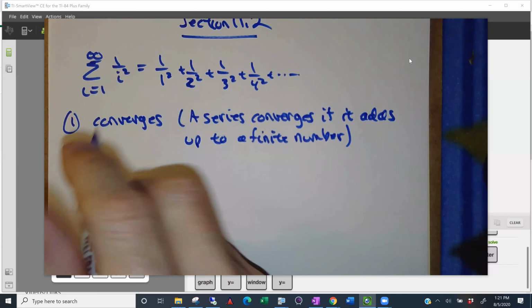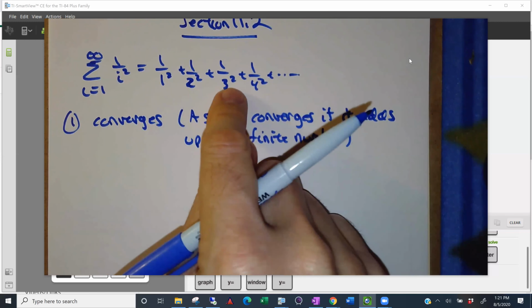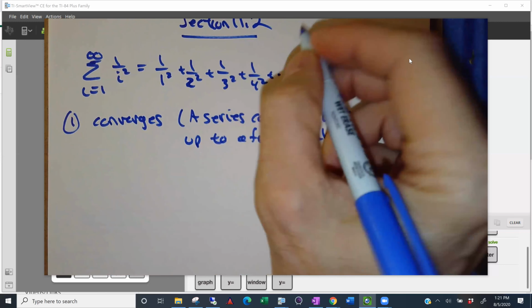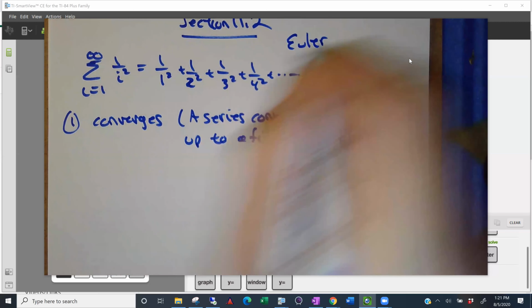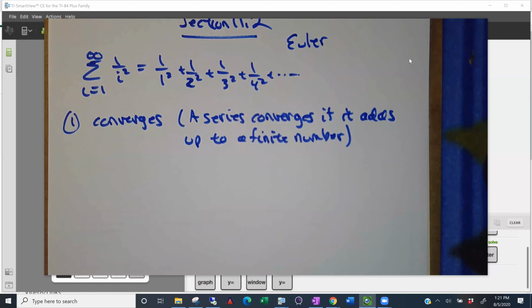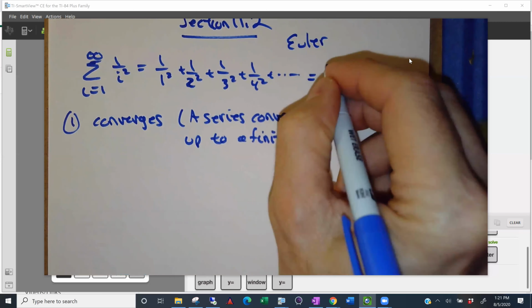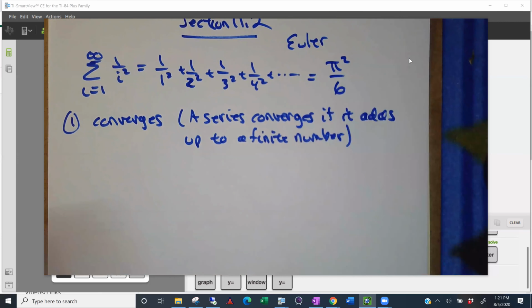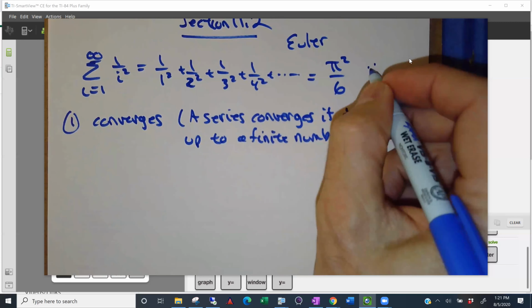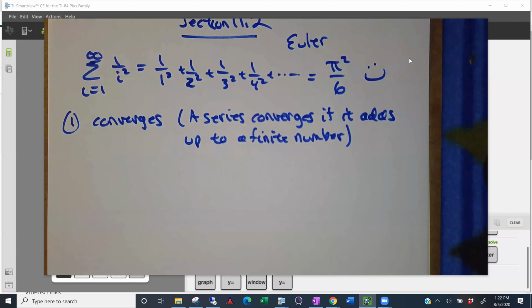In fact, we have calculated exactly what this is. There's a guy by the name of Leonhard Euler who figured that out first. It's amazing that it converges to something. It's even more amazing that somebody calculated it. It turns out to be pi squared over 6, which is like, wow, that's a cool series.